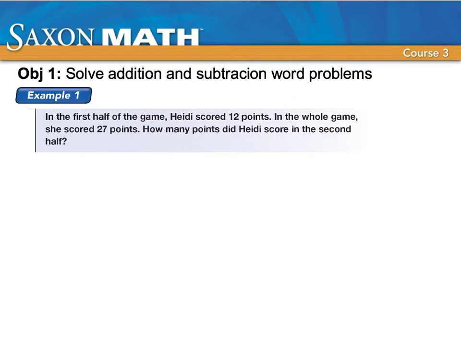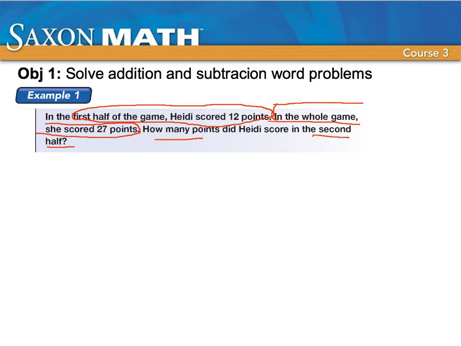So the first thing we need to do is make sure we understand the problem. We need to circle what information we're given. Well, we know that in the first half of the game, Heidi scored 12 points. We're given that information. We also know that in the whole game, she scored 27 points. That's also given to us. And we want to find out how many points she scored in the second half. So we're going to underline that. That's what we want to know.